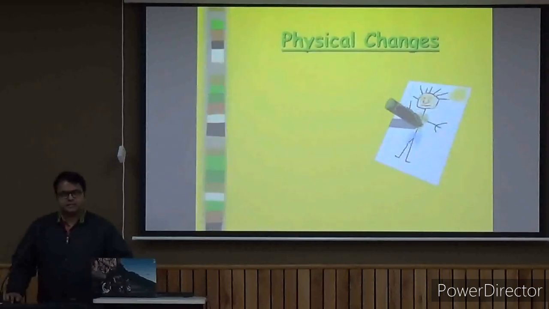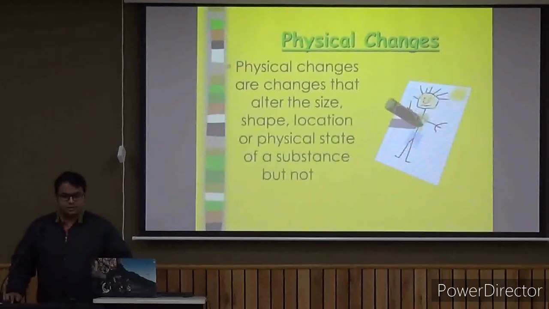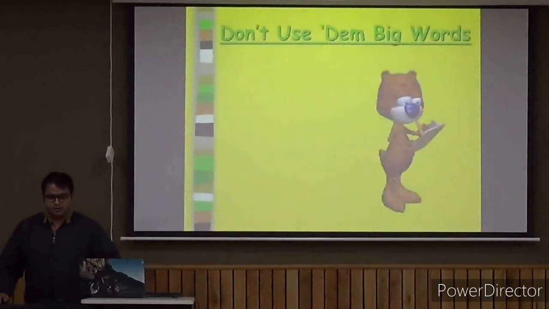Now the chapter for today which we are discussing is physical and chemical changes. Physical changes we see all around us everywhere. What are physical changes? Physical changes are changes that alter the size, shape, location or physical state of a substance but not its chemical state or chemical formula.